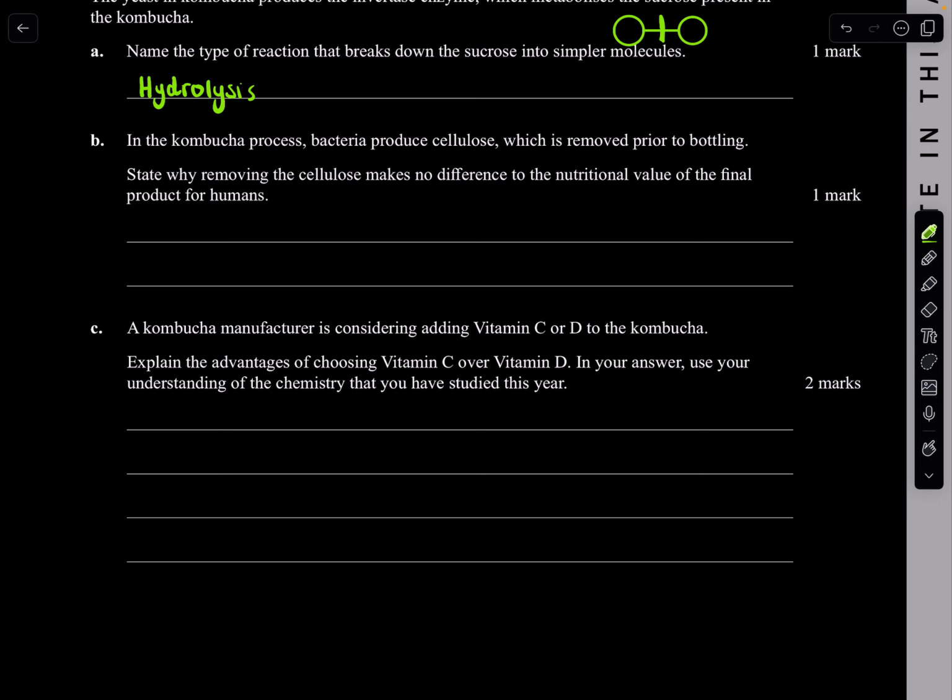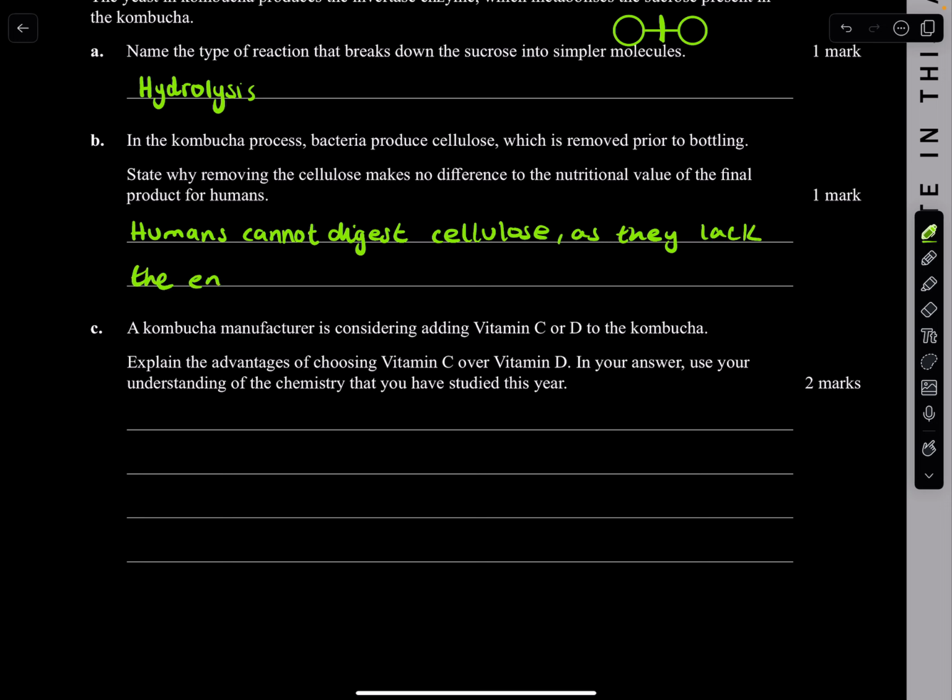So absolutely. Humans cannot digest cellulose as they lack the enzyme cellulase.